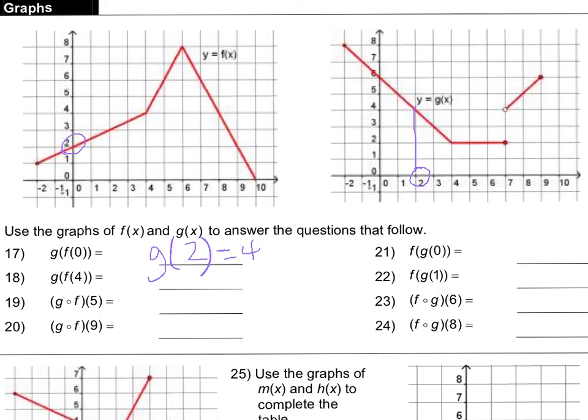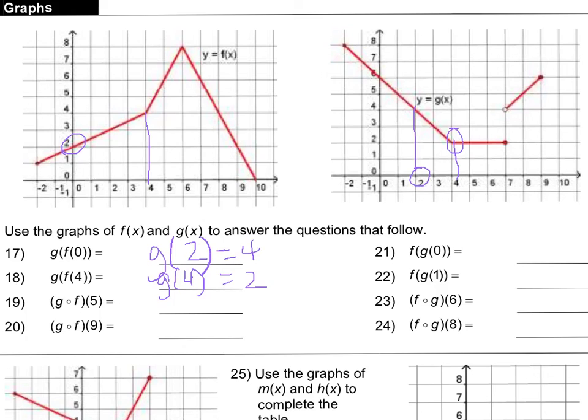Let's do another one. G of f of 4. When f is 4, the value is 4. So now we want g of 4. We look at the function g. When g is 4, the answer is 2. So our final answer is 2.